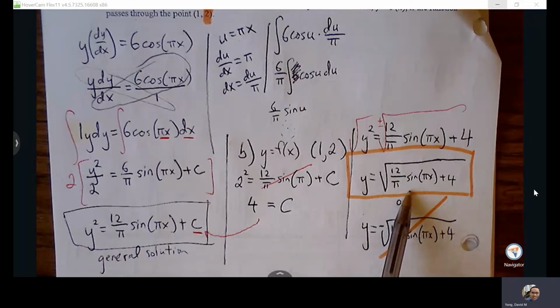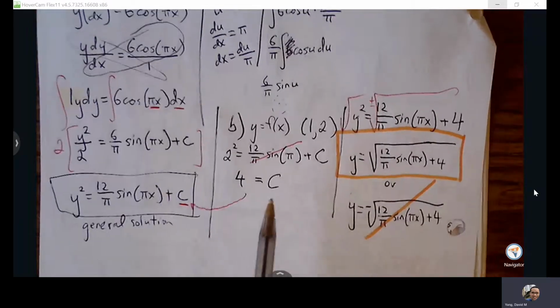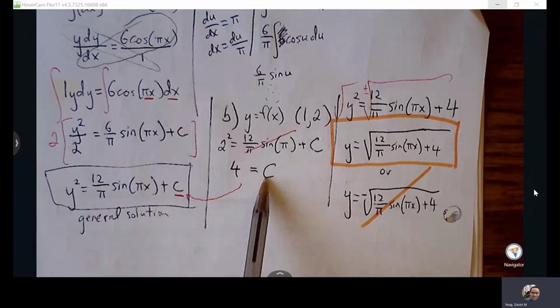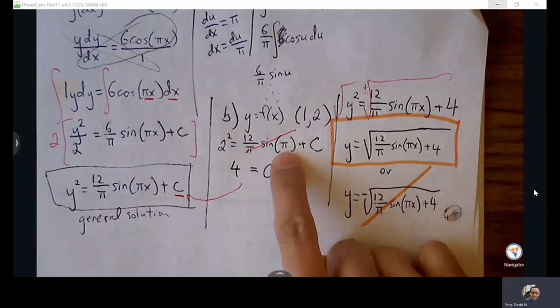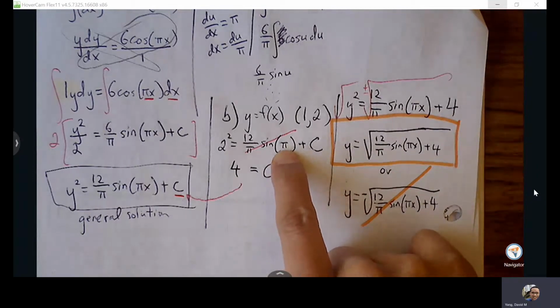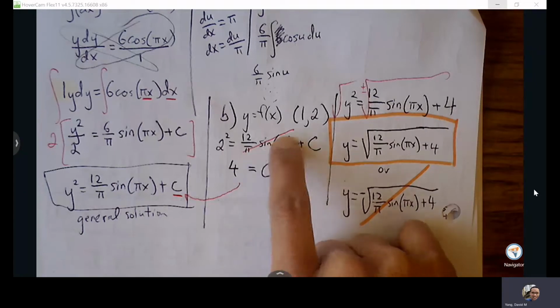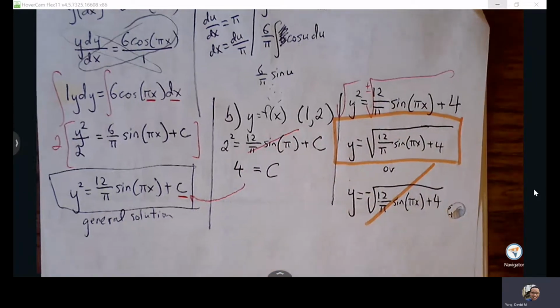Okay. Yes. Going back to finding the C, how do you cross out the pi? The sine of pi? Right, because sine of pi is equal to 0. So 0 times 12 over pi is still 0, so I can make that whole thing go away. Okay, good. All right, any other questions here?